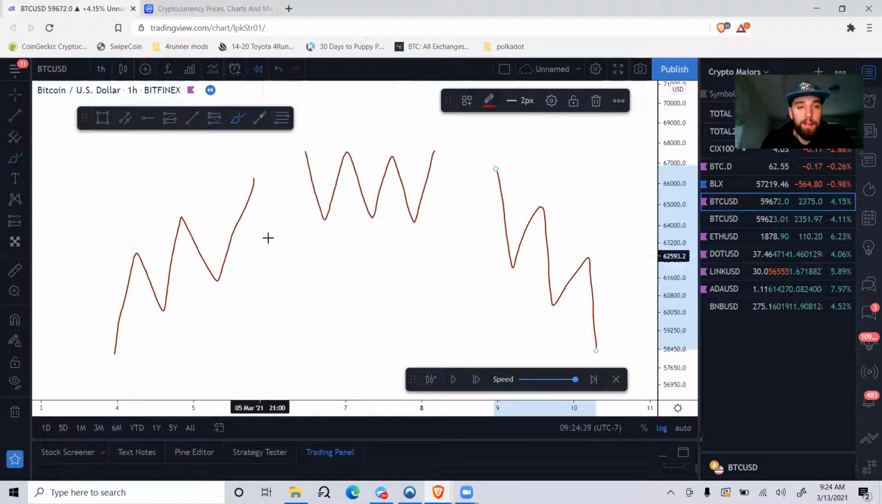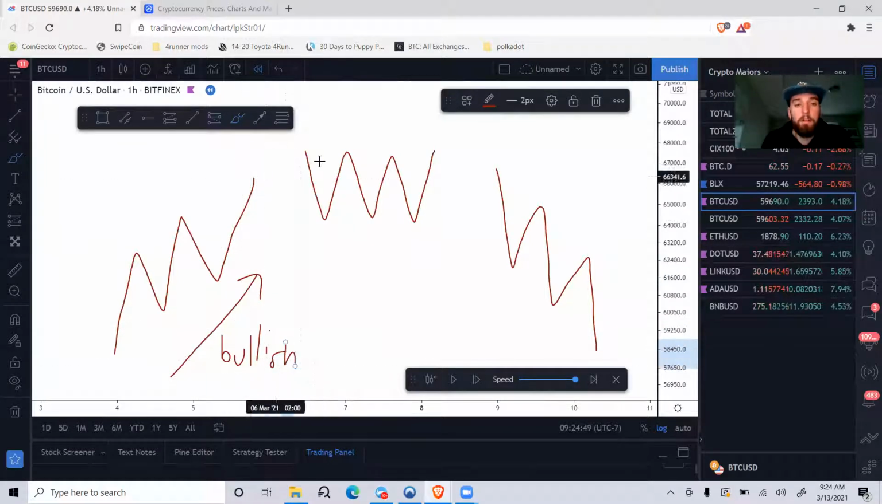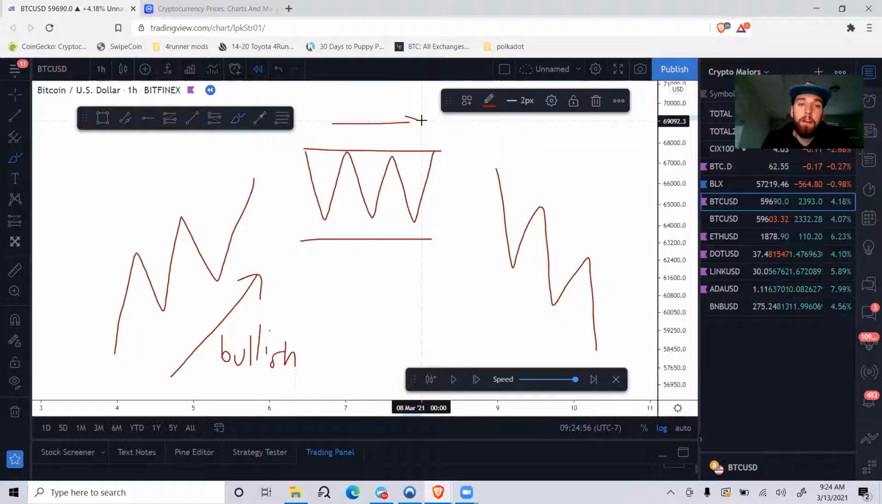And this wave right here, this is an uptrend, right? The market's making a wave up. This is what we would call bullish. Right here, as I said before, the market isn't really going any direction. It's actually just going sideways. We would call that consolidation.